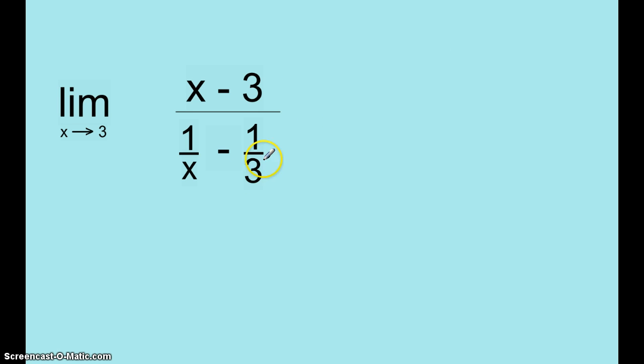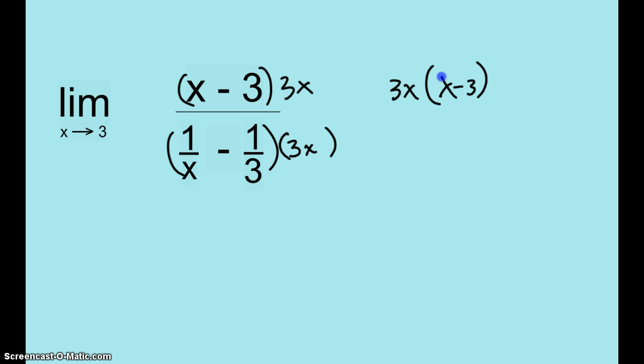So the least common multiple of x and 3 is 3x. So we're going to multiply this denominator by 3x, and we'll multiply the numerator times 3x. So in the numerator we'll have 3x times x minus 3, and in the denominator distribute that 3x. The x's cancel in the first term, and you've got 3. Distribute to the next term. The 3's will cancel, and you're left with x.